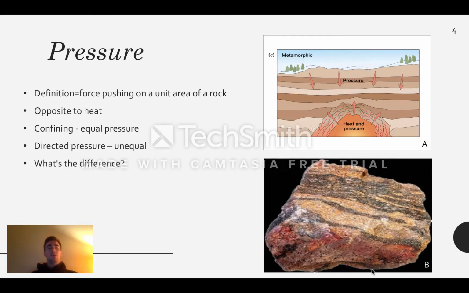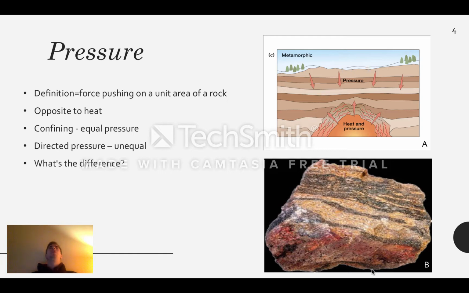Next slide is the pressure. There are two types of pressure. But first, to talk about pressure, pressure is defined by the book as the force on a unit area of rock. It's opposite to heat in that heat, like I just said, expands rocks, and pressure causes rocks to decrease and become a lot tighter and smaller.